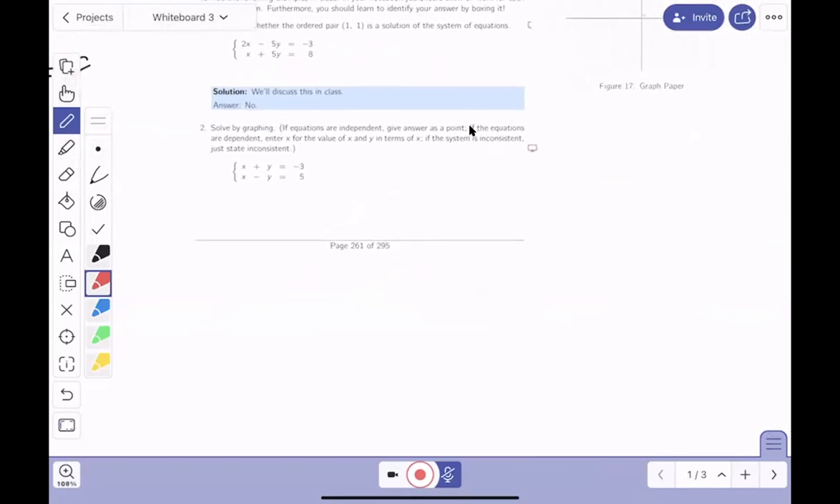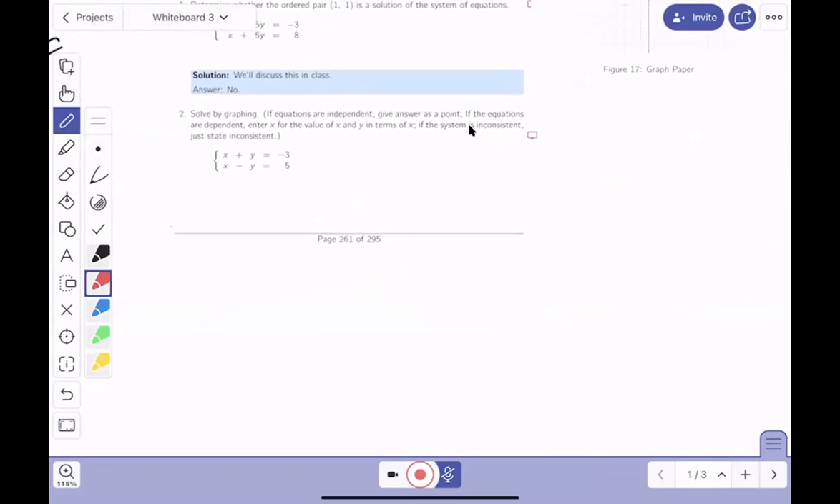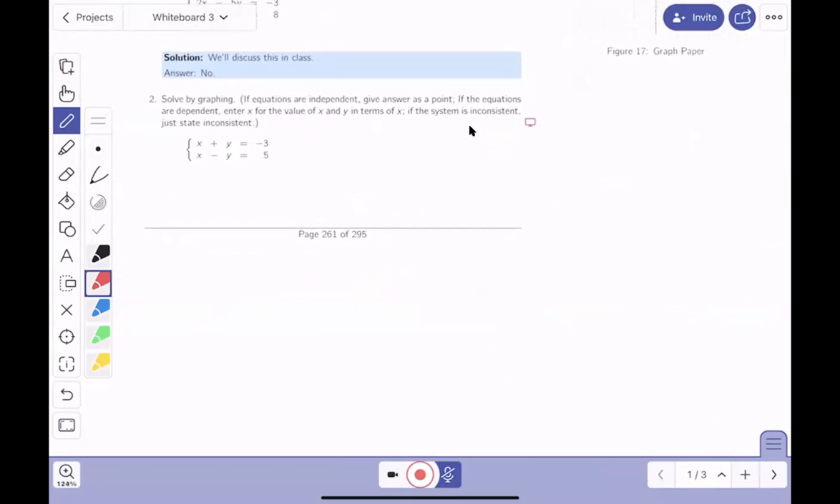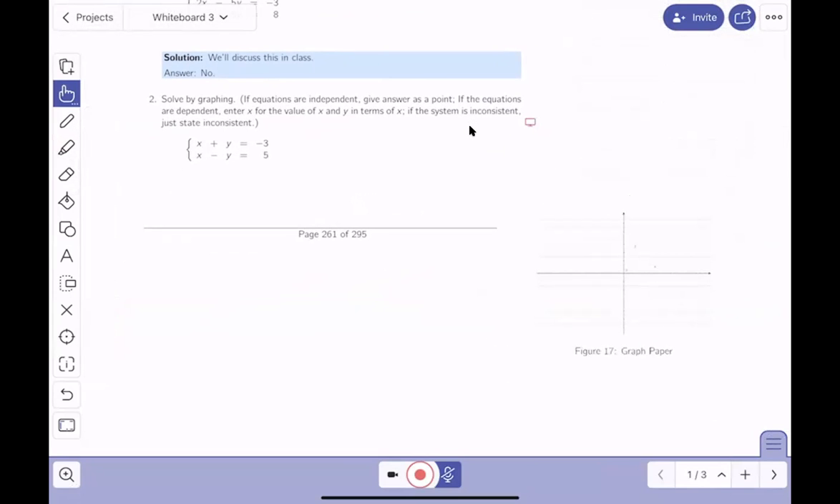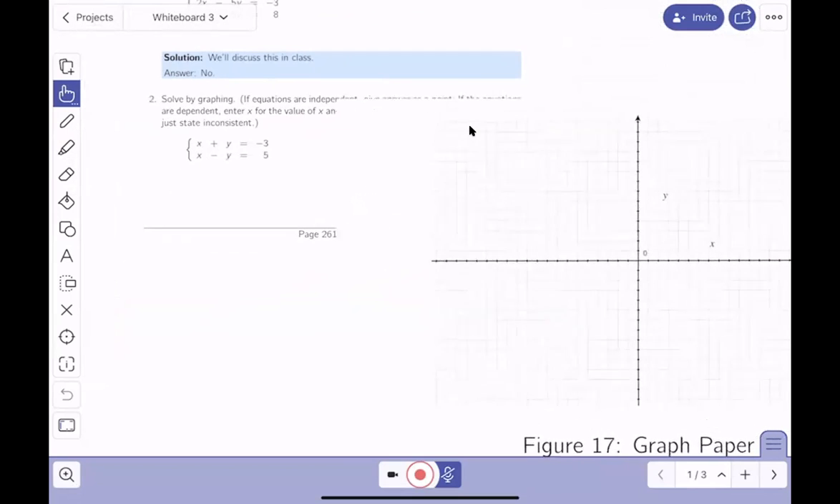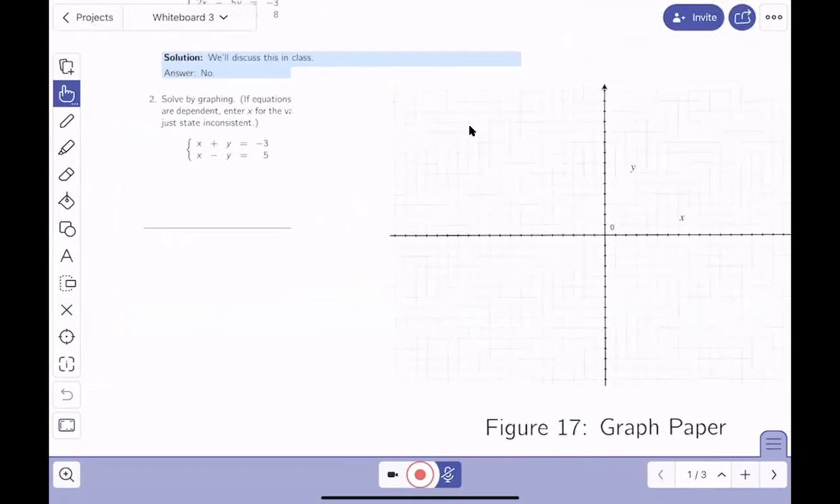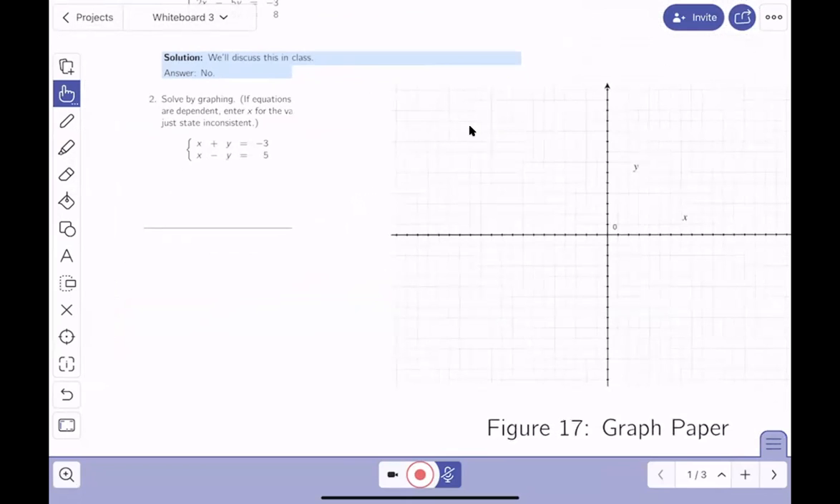Now, number 2 says solve by graphing. All right, this, for some students, is incredibly difficult to do. I want to encourage you, though, to use graph paper. I'm going to pull this over here. I'm going to blow this thing up. And what I'm going to do is I'm going to try to use graph paper to do the problem.